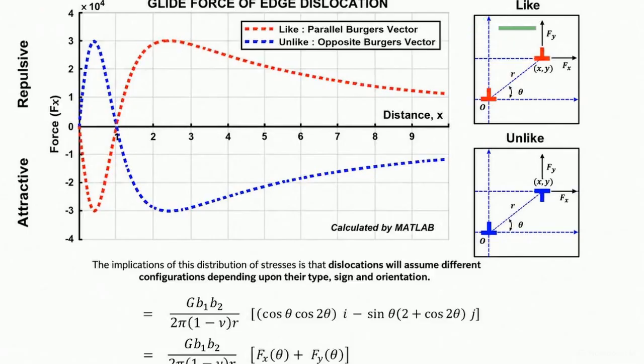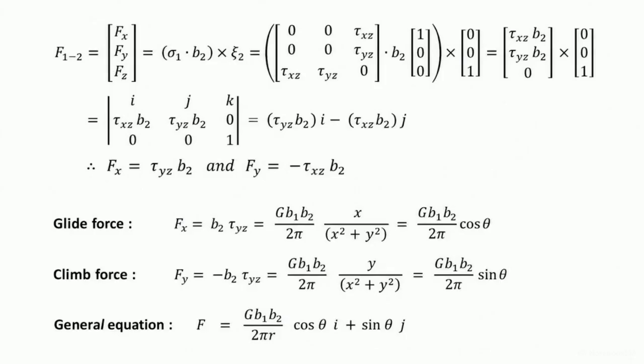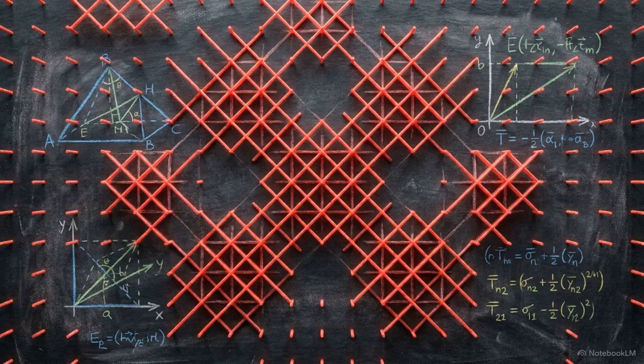Contrast this with parallel screw dislocations. Because they lack normal stress components, the interaction matrix simplifies. As seen in the general equation at the bottom, they exert a purely radial force on each other. The push and pull between millions of microscopic defects is predictable through tensor mathematics, revealing hidden zones of geometric stability.